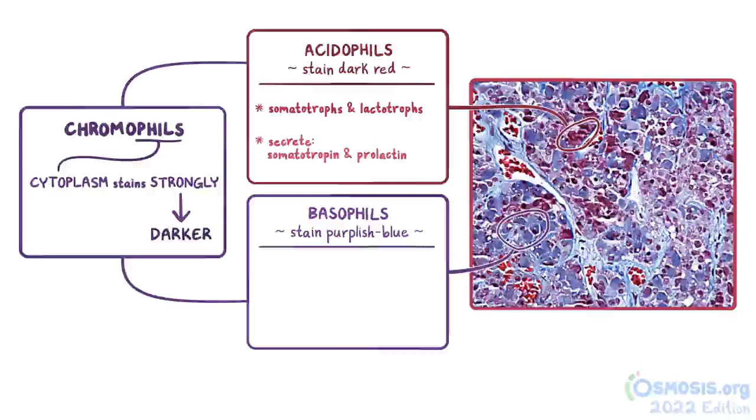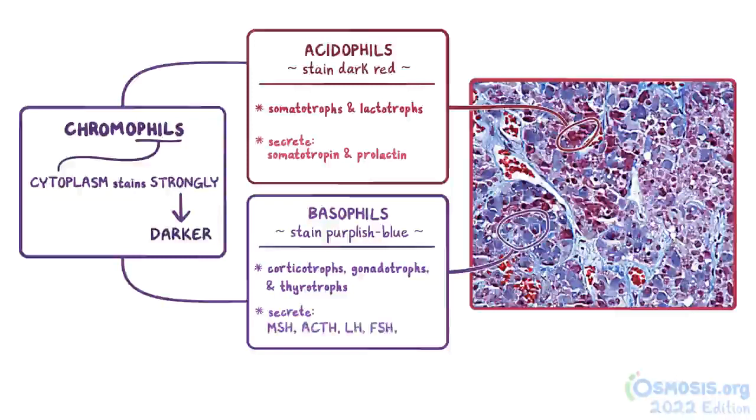The basophilic cells consist of corticotrophs, gonadotrophs, and thyrotrophs, so they secrete the remaining hormones associated with the anterior pituitary, including melanocyte-stimulating hormone, or MSH, adrenocorticotrophic hormone, or ACTH, luteinizing hormone, or LH, follicle-stimulating hormone, or FSH, and thyroid-stimulating hormone, or TSH.